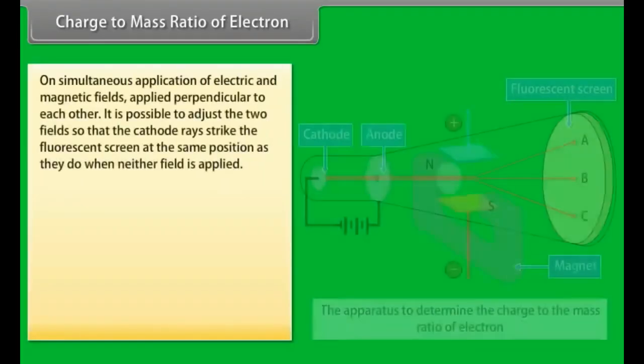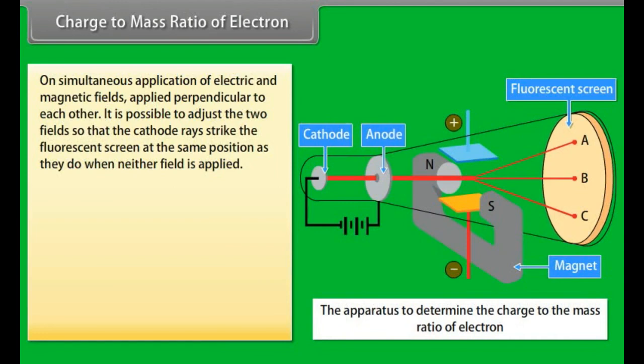Charge to mass ratio of electron. On simultaneous application of electric and magnetic fields applied perpendicular to each other, it is possible to adjust the two fields so that the cathode rays strike the fluorescent screen at the same position as they do when neither field is applied. The value of charge to mass ratio of the electrons was found to be 1.76 × 10^8 coulombs per gram.